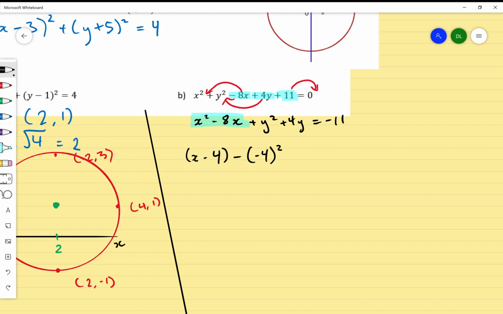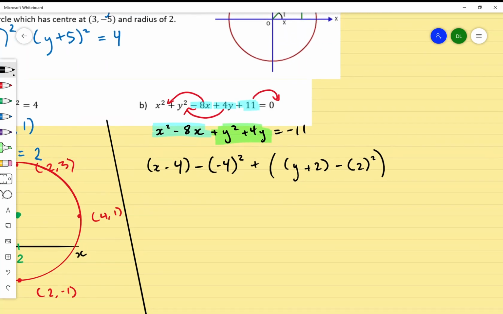I'm going to do the same thing on this side over here. So I'm going to use a different color just to symbolize that. Remember, if you end up with a negative value in front of the y, you need to make sure you use brackets. Okay, so we're going to end up with that, and I'll use brackets just for argument's sake. End up with y plus 2 minus 2 squared, and put that in brackets as well. And then finally, I'm going to end up writing minus 11.